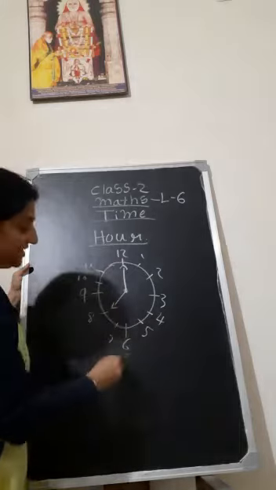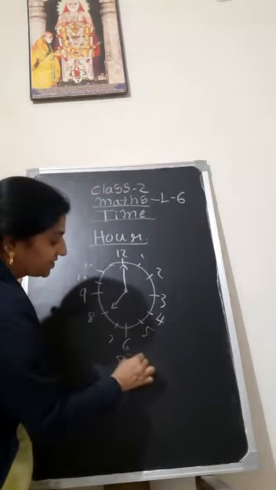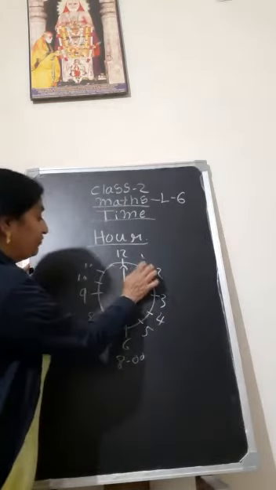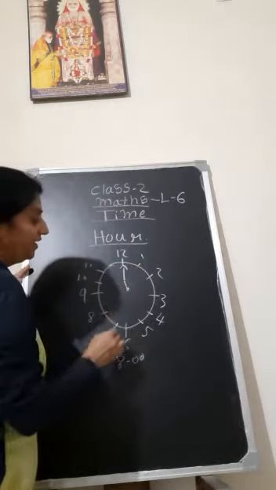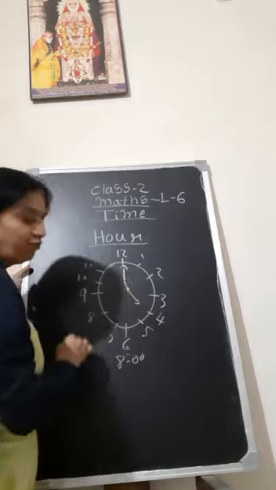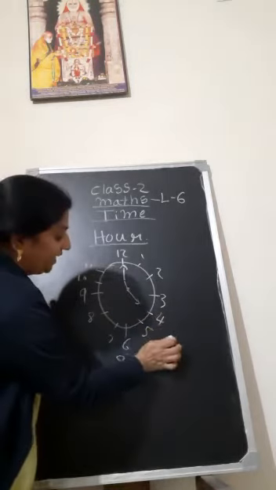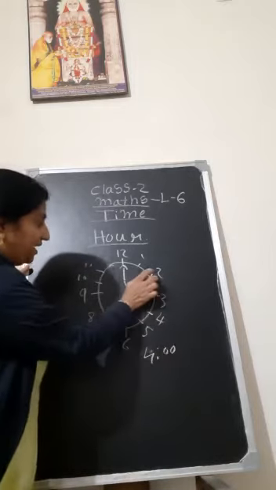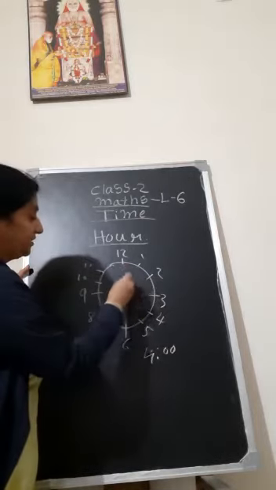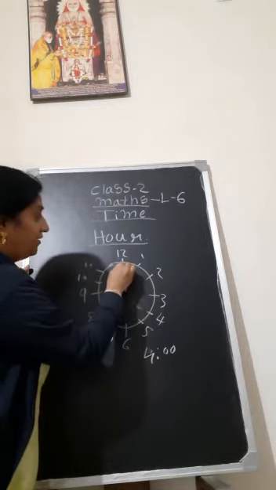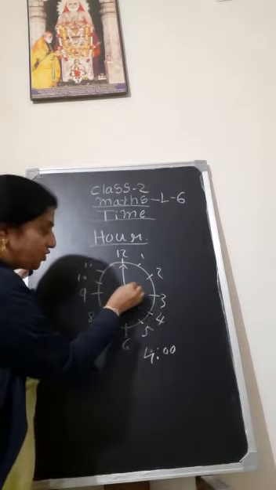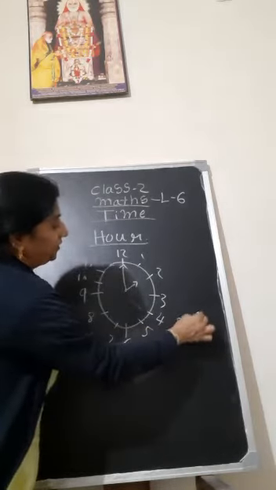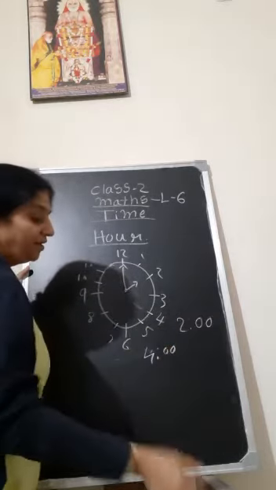So now it is 8 o'clock. What is this? 8 o'clock. Like that, if the longer hand shows 12 and the shorter hand shows 4, what is the time now? The time is 4 o'clock. Like that, if our longer hand shows 12 and our shorter hand shows 2, what is the time now? 2 o'clock. Like that we are doing.